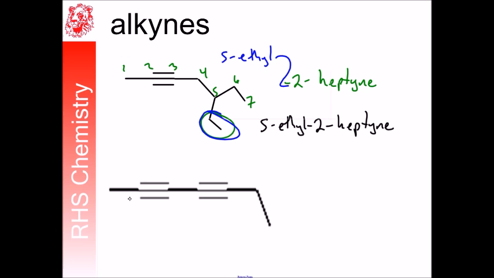Now if I look down here on this one, I'm going to try and give the triple bonds the smallest possible numbers. I'm looking at 1, 2, 3, 4, 5, 6, 7. This is also going to be heptyne, but it's going to have 2 triple bonds, so it's going to be a diyne starting at carbon 2 and 4. So 2,4-heptadiyne would be the name of that.